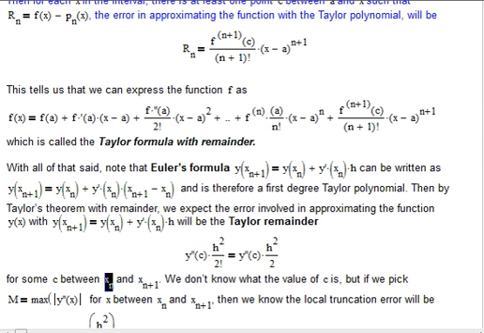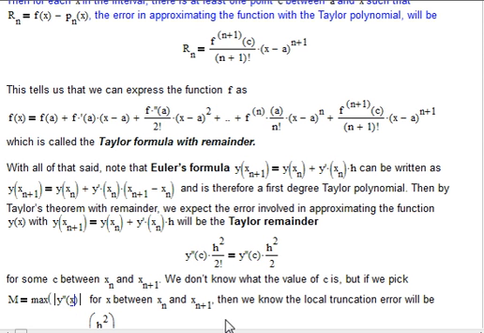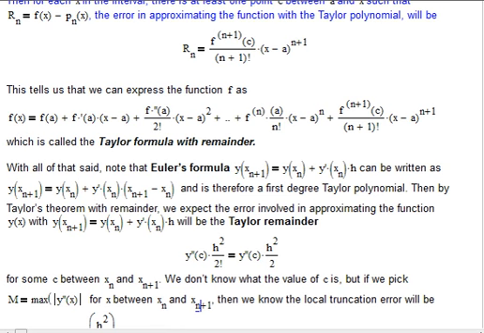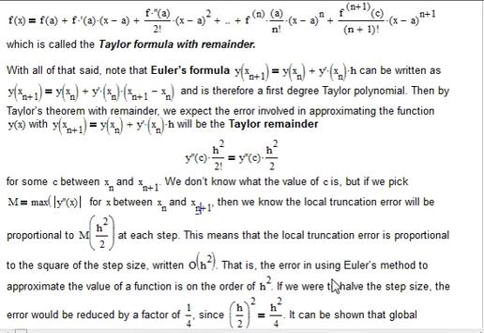We don't know what the value of c is, but we can always pick the maximum M of the second derivatives of y at x, for x between x sub n and x sub n plus 1, and then we'll know the local truncation error will be proportional to M h squared over 2 at each step. So the local truncation error is proportional to the square of the step size. So that says the order of error is the square of the step size.